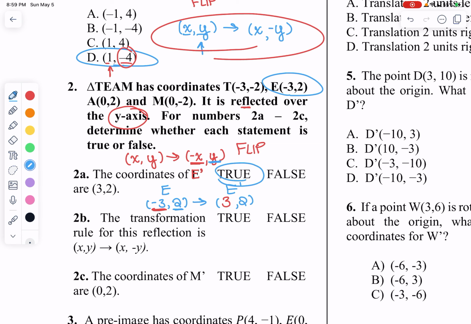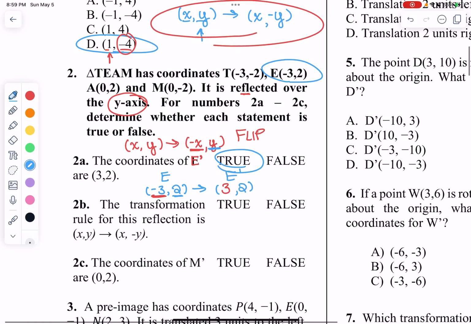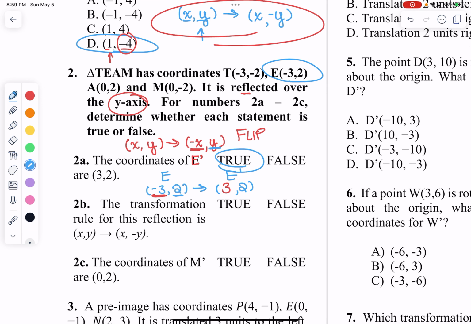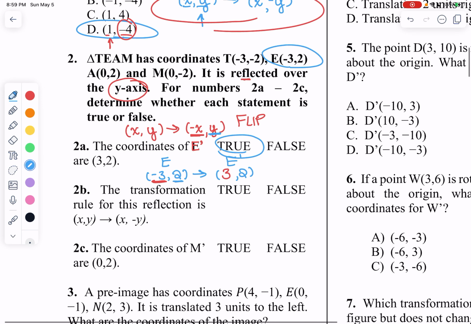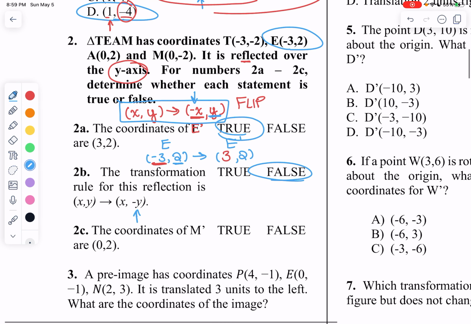That is true. The next one says, the transformation rule for this reflection is x, y becomes x, negative y. That is not true, okay? We said up here that our reflection rule, when we flip it over the y-axis, is that x becomes the opposite. So this is false because here, this shows that y is becoming the opposite. That is false. The last one, 2c, says that the coordinates of M prime are 0, positive 2.